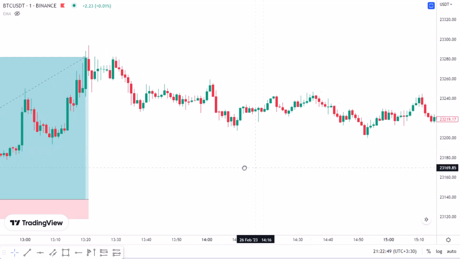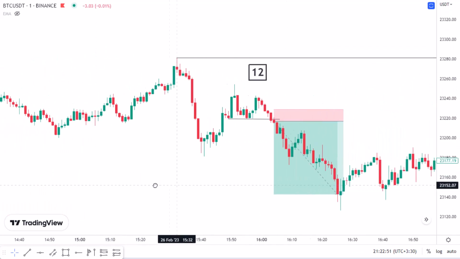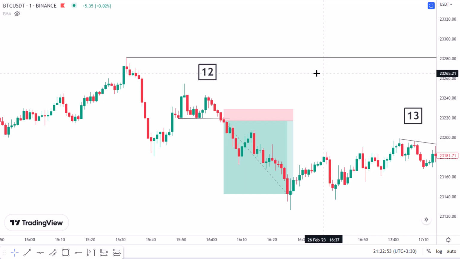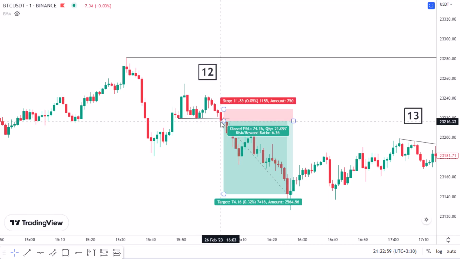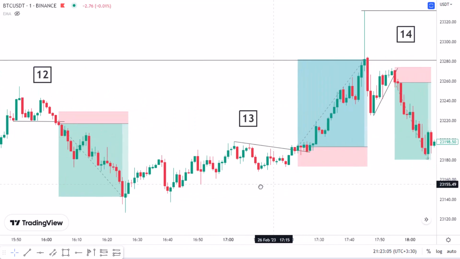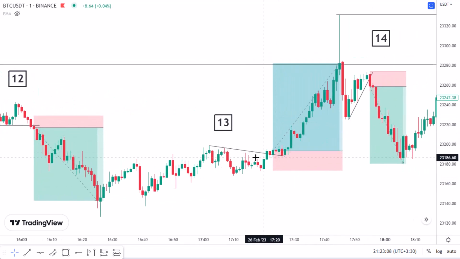This is what you should have known about risk management. On trade 12 we had a trend line with 1 touch, 2 touches. On the third time it breaks, we enter a sell position, set our stop loss, and it gives us a reward of 6. On trade 13 we have a trend line here with 2 touches.